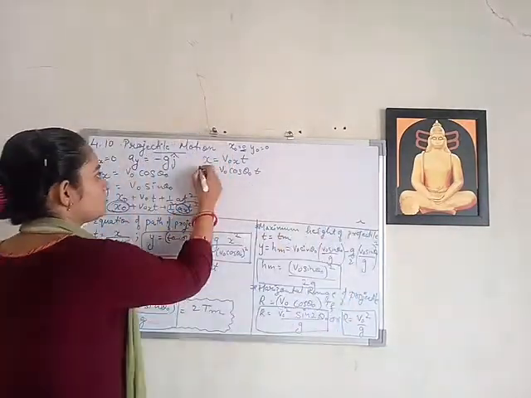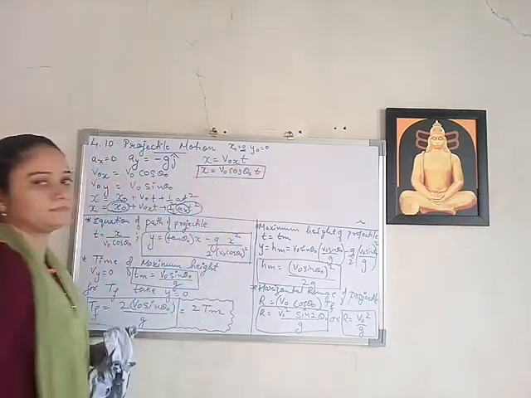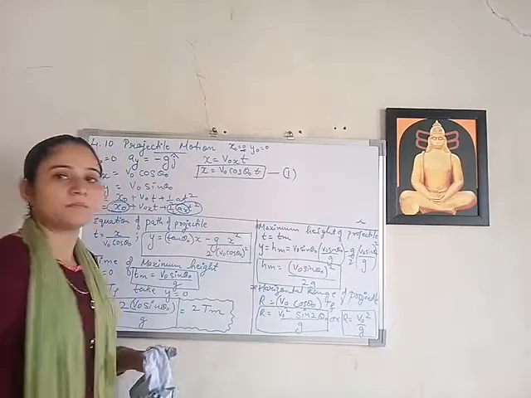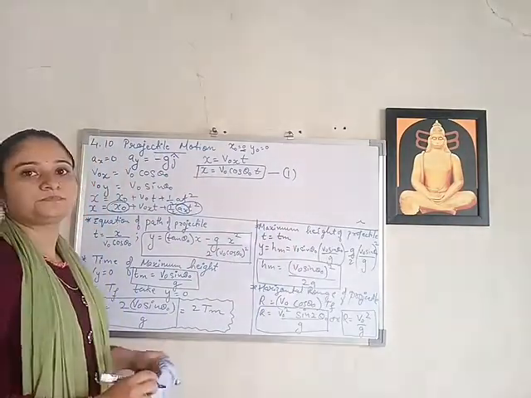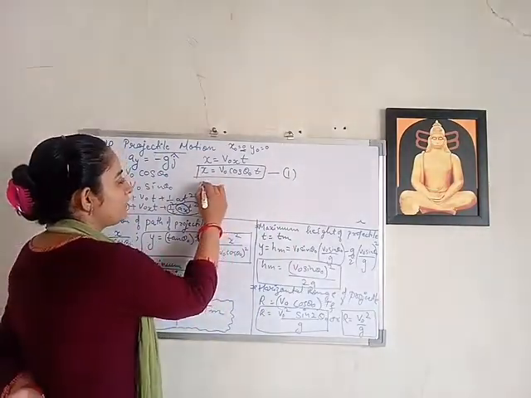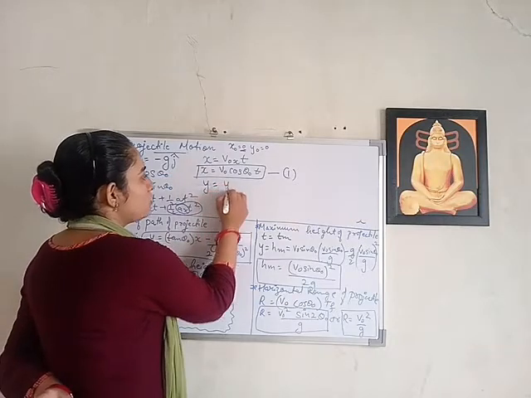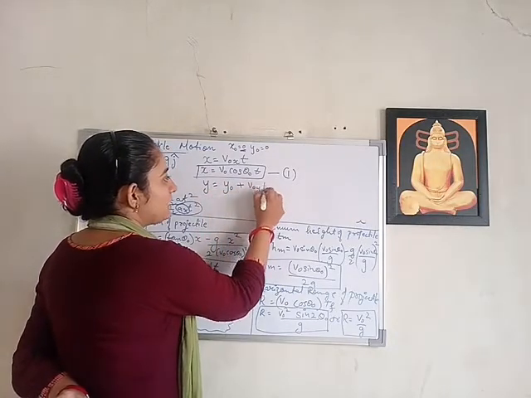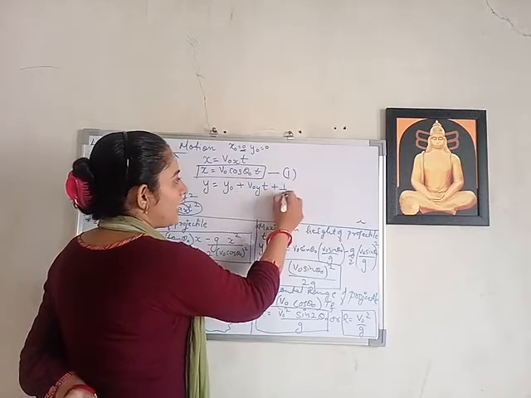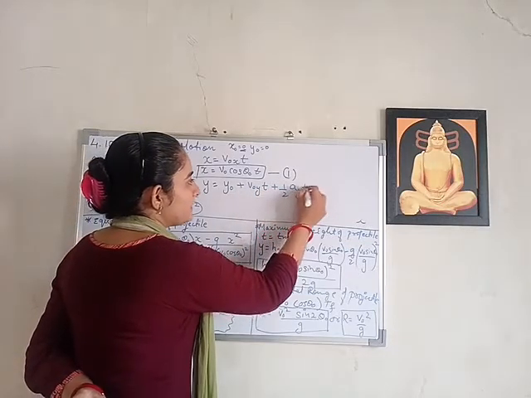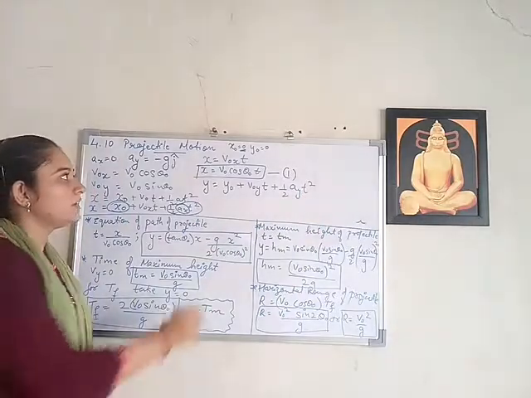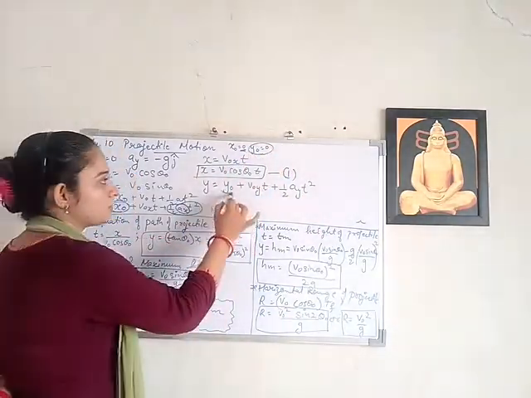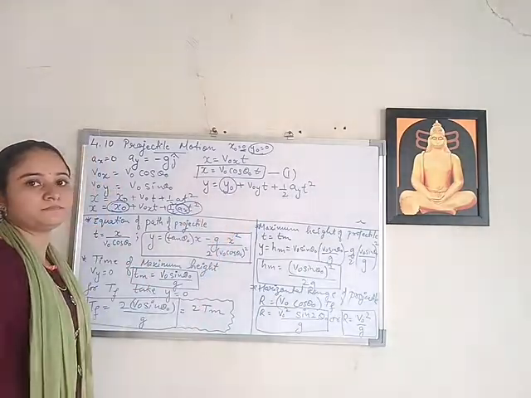Now, so this is the x. Clear? Let it be equation number 1. Now we will take y. y equals y0 plus v0y t plus half ay t square. Here you know y0 is equal to 0, so this term is 0.